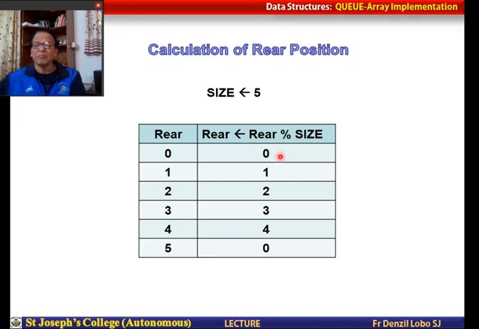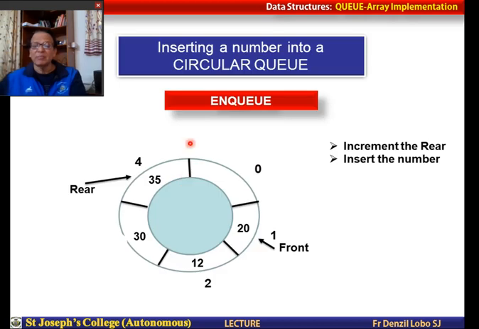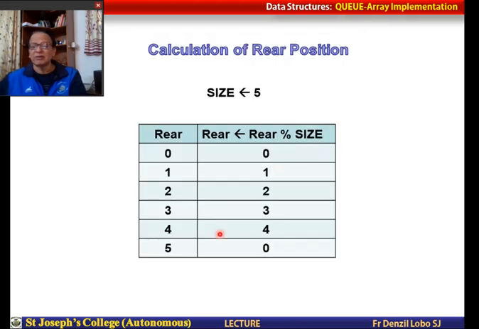So 1 modulus 5 is equal to 1, 2 modulus 5 is equal to 2, etc. 4 modulus 5 is equal to 4. When it comes to 5 modulus 5, it becomes 0. So that is a very good thing, as you say. So this is incremented to 5. Then 5 modulus 5 will give us 0. So therefore it goes on like that, incremented, etc. So this is a better way of finding out the next index of my rear, or the next value of the rear. So we are going to use it in all our functions.